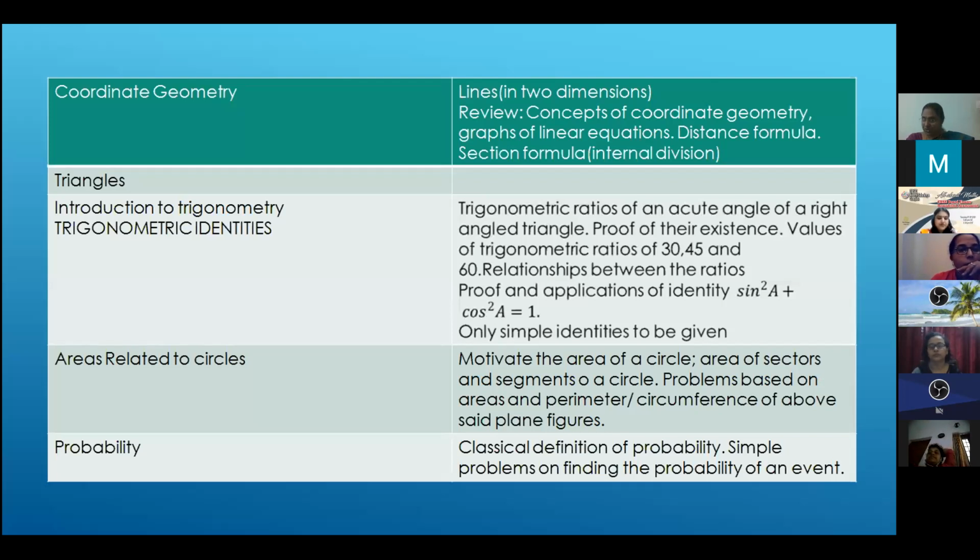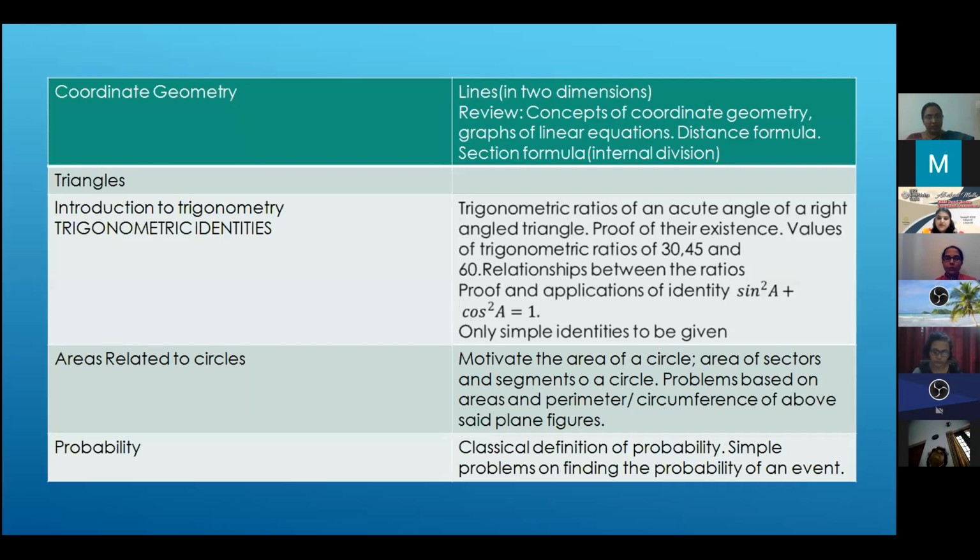Then introduction to trigonometry. Trigonometric ratios are there. Then complementary angles they have removed. And only simple identities regarding sine square A plus cos square A equal to 1. There are only simple things. And the proof also, proof of sine square A plus cos square A equal to 1. They haven't given the other identities, cosec square and sec square, but still we have to give the identities to them, because when they go to 11th standard, they'll be able to do the questions.